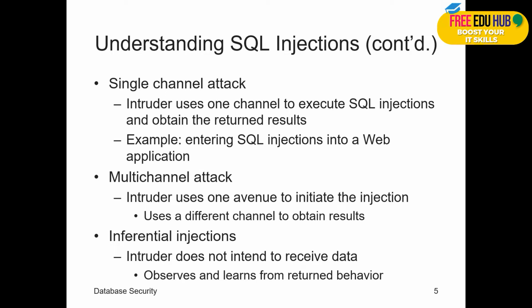They'll have to find the ports through which the external websites are communicating to that specific database. Second try would be through the web application which is hosted on the website, and then they try to find the vulnerabilities of those websites. Now, inferential injections or intruders do not intend to receive the data, but observe and learn from returned behavior.